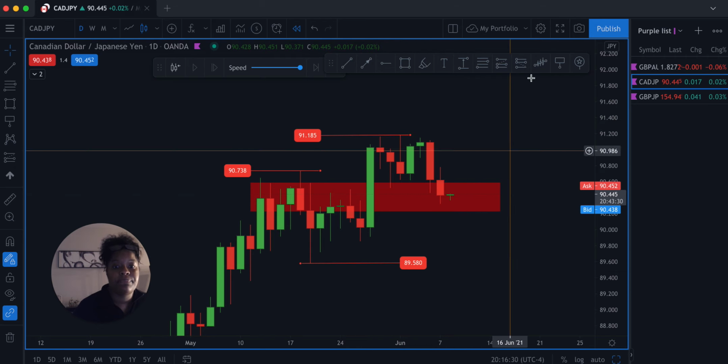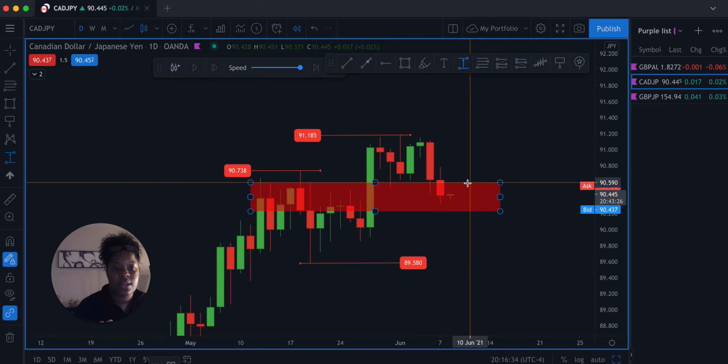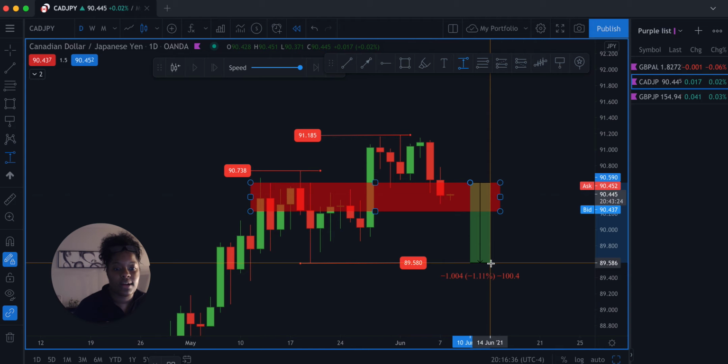$89.58 yen, and from where I want to enter the trade is around 100 pips. So price can move between this range of 100 pips, and I'm well aware of that. And this is why time frame correlation is very important, and understanding market conditions is very important. So let's talk about time frame correlations.